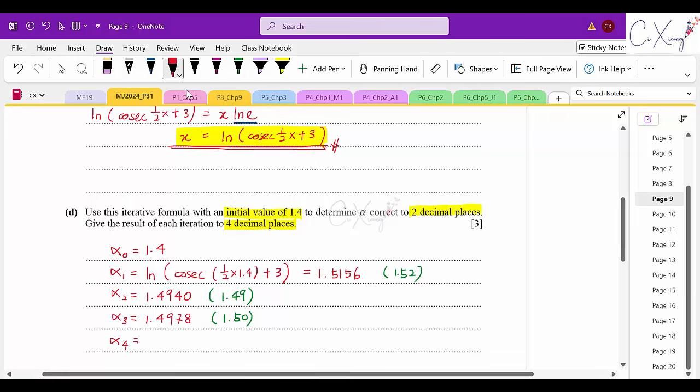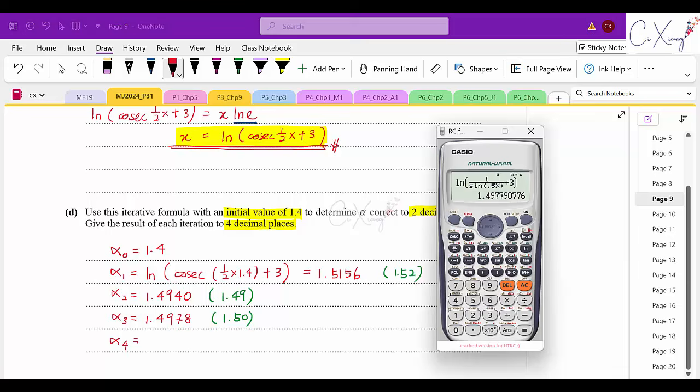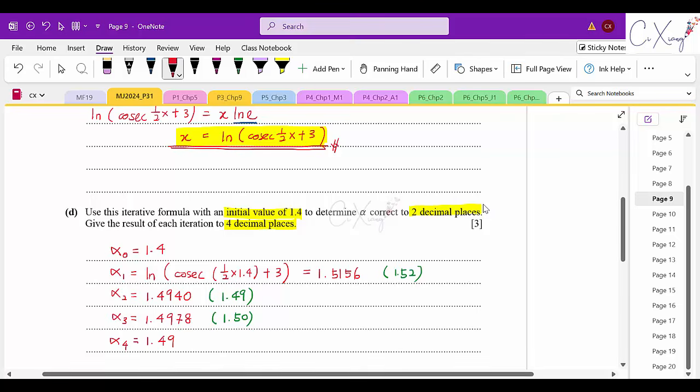To get the 4th iteration, press calculate again, key in the value 1.4978, then press the equal sign. So you get 1.4971. Okay, double check the answer. You realize that this is 1.50. So the value has been repeated, right? From here, it is very clear that the root, alpha, should be equal to 1.50, correct to 2 decimal places.